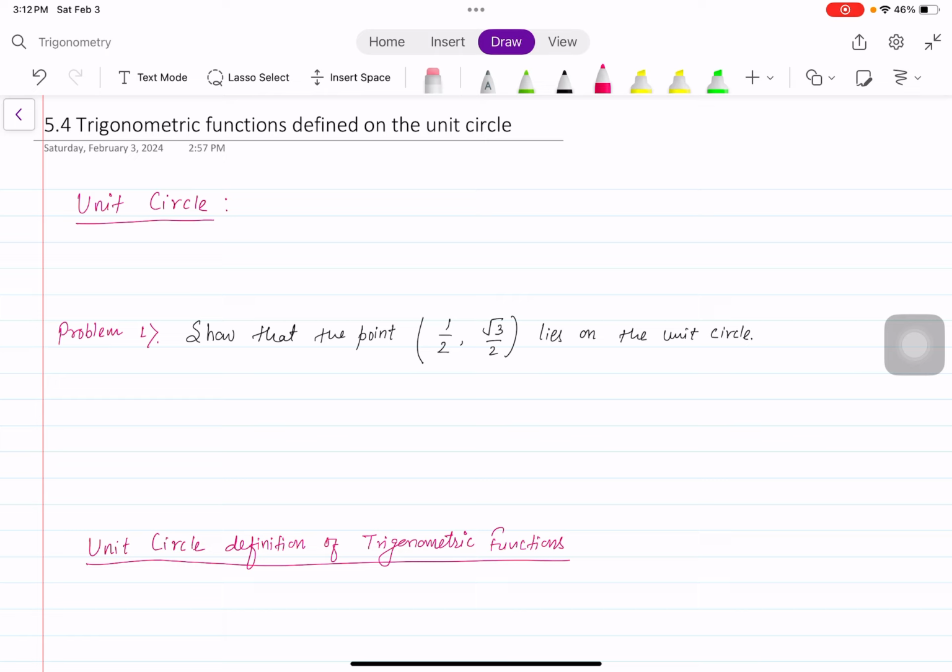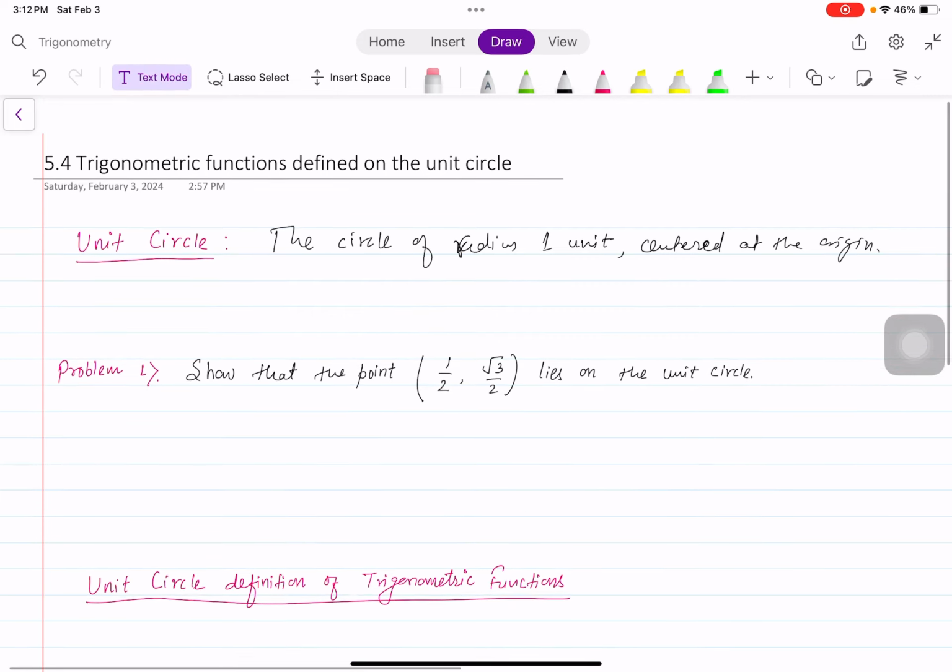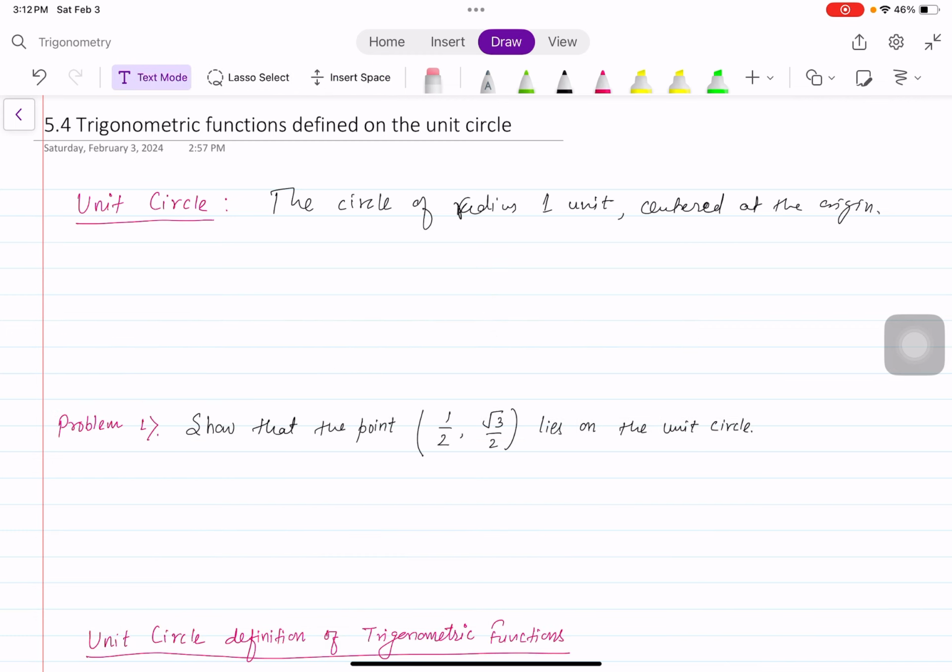We'll start with the definition of the unit circle. It is a circle of radius 1 unit, centered at the origin, and each point of this unit circle, in general, this point is (x, y), satisfies the equation x squared plus y squared equals 1.